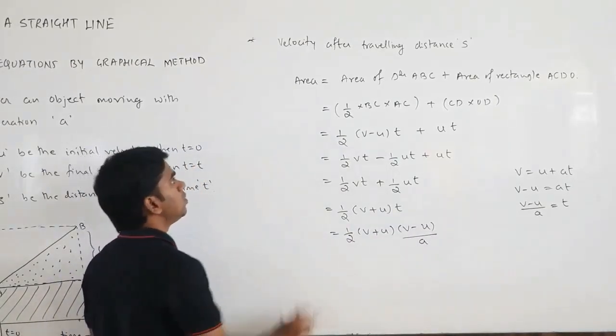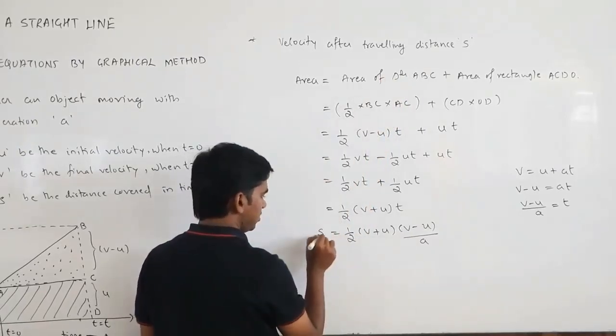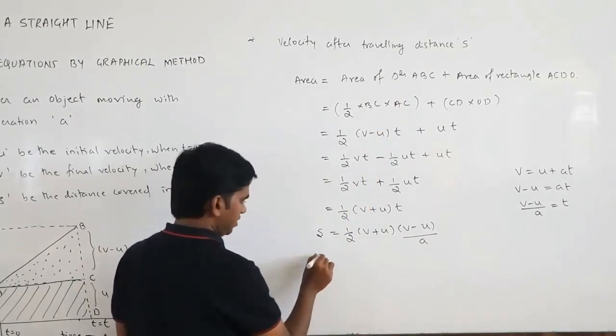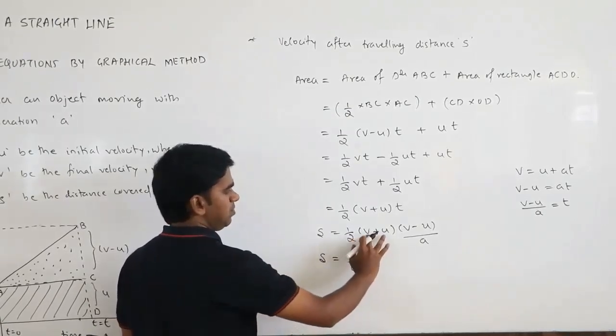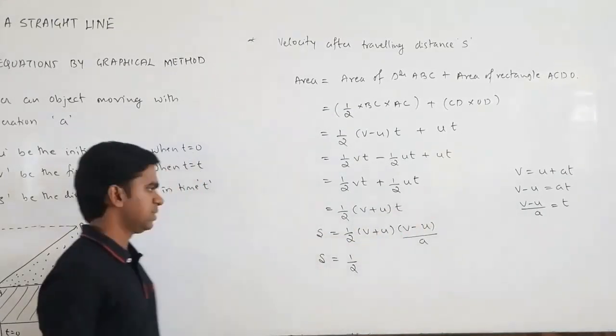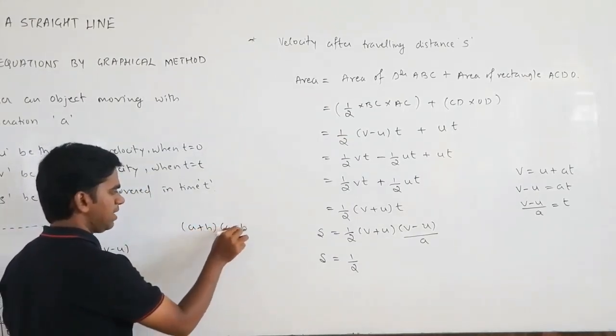Area is nothing but S, distance. So now S equals 1 by 2 into V plus U into V minus U, divided by A. V plus U into V minus U is nothing but A plus B into A minus B.